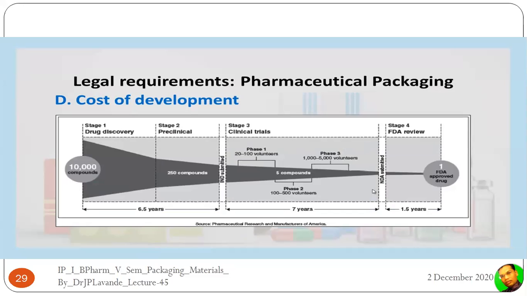Let's say, for example, in case of cost of development, there are different stages. Stage one is associated with drug discovery, stage two with the preclinical study, stage three with the clinical trial, and stage four is the regulatory approval, the FDA reviews. If we start with drug discovery, around 10,000 to lakhs of compounds we need to screen and study. Out of these, only a few compounds will reach the preclinical trials.